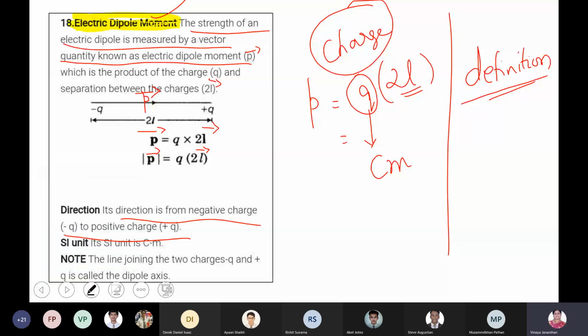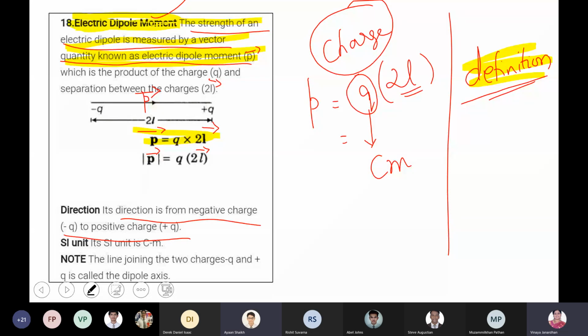Define electric dipole moment, state its SI unit. This might come as a definition based question. The strength of an electric dipole, to what extent a polar molecule can be polarized, that is the electric dipole moment. The strength of an electric dipole is measured by a vector quantity, which we call electric dipole moment. It depends on the magnitude.